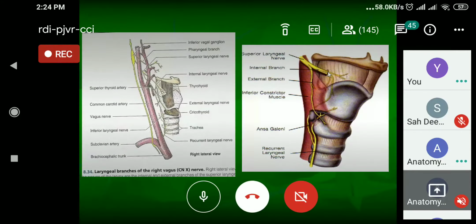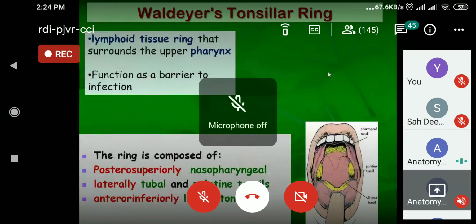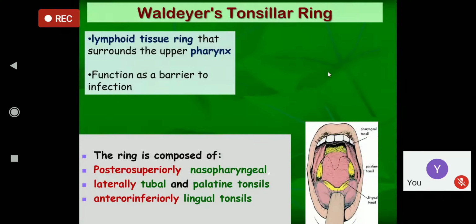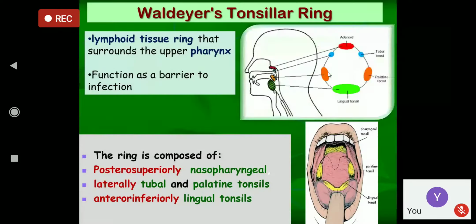Okay. Now next important topic is this one known as the Waldeyer tonsillar ring. Now you have to know this one also. This one is also very important. Waldeyer tonsillar ring means this is the ring. This is the lymphoid tissue ring which is present around the upper pharynx, which will surround the upper pharynx. That is known as the Waldeyer tonsillar ring.